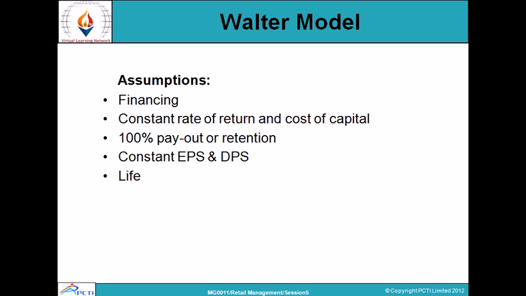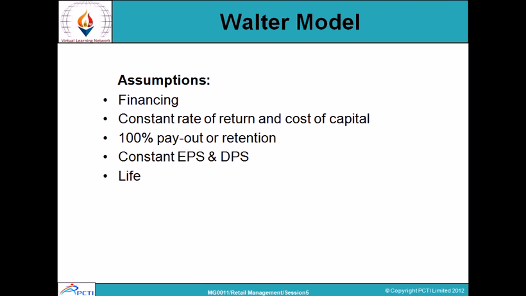Walter's model clearly established that there is a relationship between the firm's rate of return and its cost of capital. The firm's rate of return is symbolically R, and the cost of capital is symbolically K. So Walter established a relationship between R and K to give the dividend policy that maximizes the shareholders' wealth. The firm would have to adopt an optimum dividend policy that will enhance the value of the firm, right?